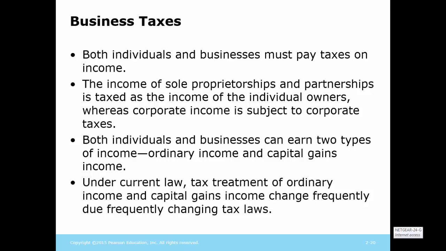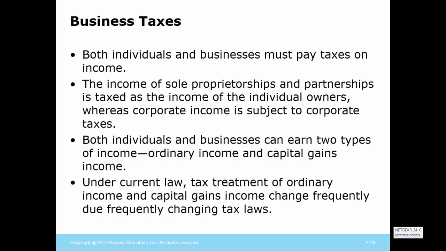Okay, in part 2 we're going to talk about taxes, everybody's favorite topic. Obviously you know that individuals and businesses have to pay taxes. The income of sole proprietorships and partnerships is typically taxed at the ordinary marginal tax rate of the individual owners, their personal taxes. But corporate income is taxed at a corporate tax schedule. And that's essentially what we're going to talk about here: how do you calculate the taxes for a corporation.